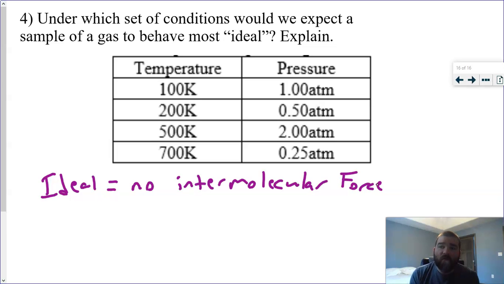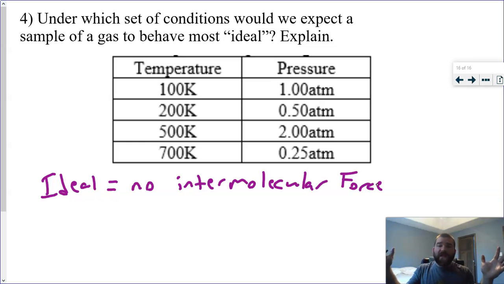Now, the best way to think about pressure is to consider volume. So if these all had the same number of moles, the same number of particles, a higher pressure would be a smaller volume. A lower pressure would be a bigger volume. So would we expect the intermolecular forces to be stronger when there's less space, or when there's more space? Well, I would totally expect that if you force those atoms or molecules to get closer together, you're going to get stronger intermolecular force, meaning higher pressure.